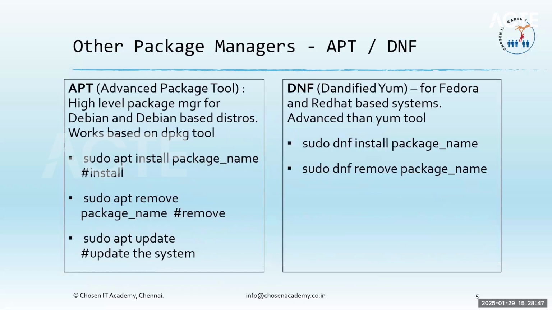Okay, so there are package managers apart from yum. I just listed them down here. APT is the one that's used for Debian and Debian-based distributions. And for Fedora and Red Hat systems, we can also use Dandified Yum, which is DNF. This is a more advanced tool than Yum. In case you want to use DNF, we can use dnf install and dnf remove. And in the case of Ubuntu, these are the commands which we can use.